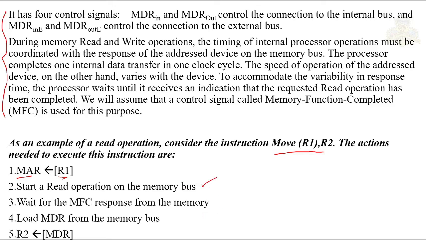The processor has to send a read control signal. Then what is the next step? It has to wait for the memory function completed response from the memory. That means your memory should send a response saying that the read operation has been completed. Once that is done, the contents from the memory are transferred to MDR, and the last step is that from MDR the data is sent to R2. That means we have achieved this particular instruction. Getting it?